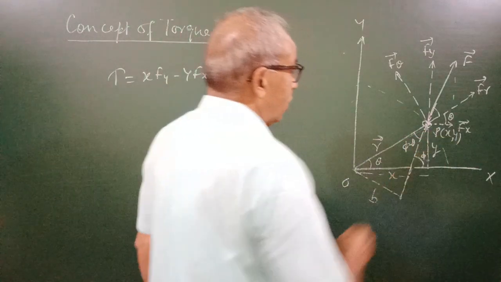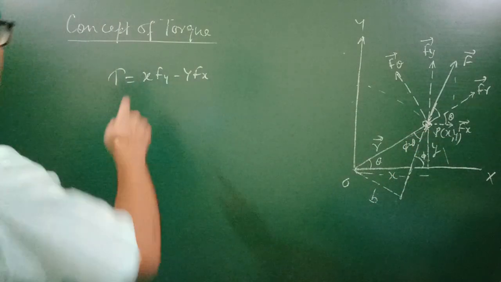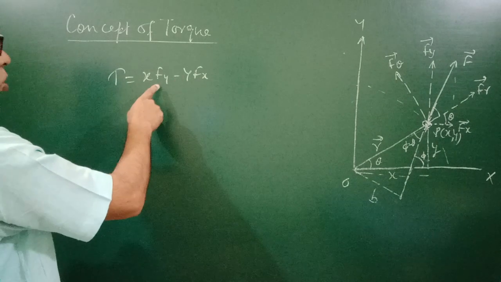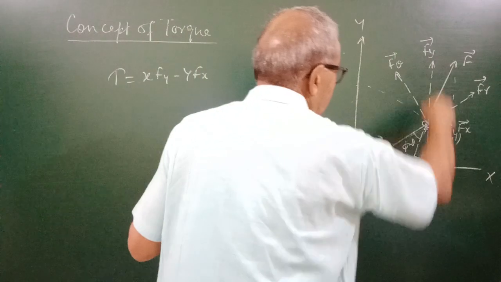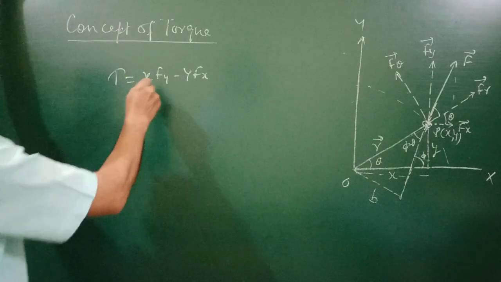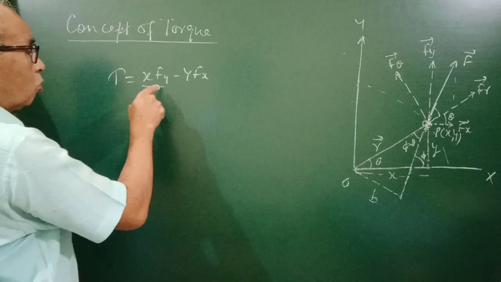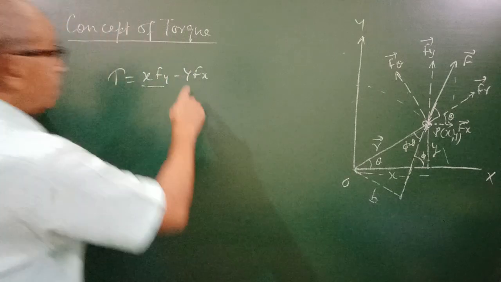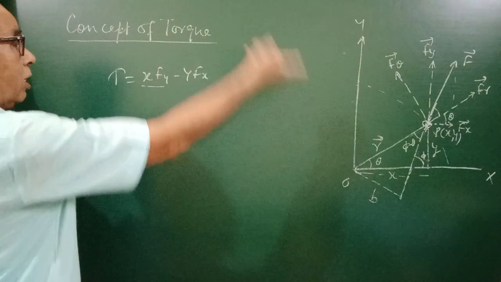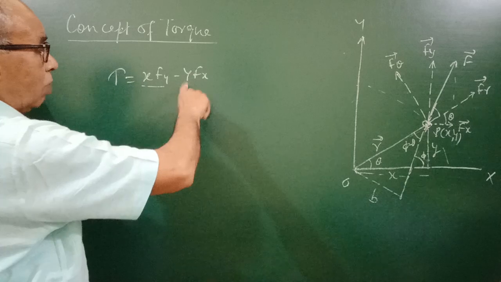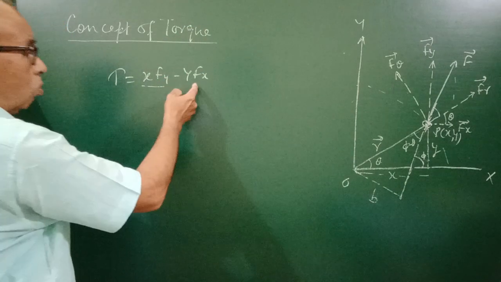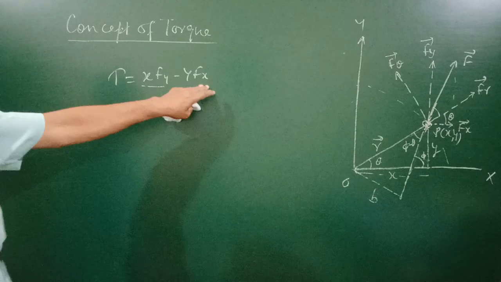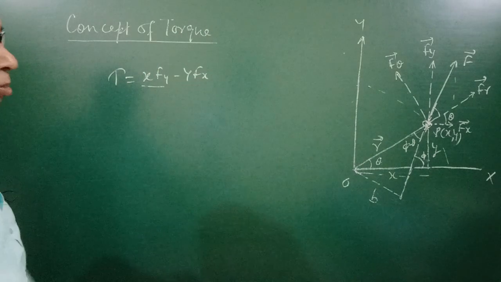Here, x, y are the coordinates of point P. x Fy minus y Fx. x is the perpendicular distance of the line of action of force Fy. In the last video I told you that this is one torque, which is equal to the product of the magnitude of force and the perpendicular distance from the point of rotation O. This is another. x Fy rotates anti-clockwise and y Fx rotates clockwise. Whichever is greater, the resultant effect will be that. If this is greater than this, then ultimately the body will move clockwise.